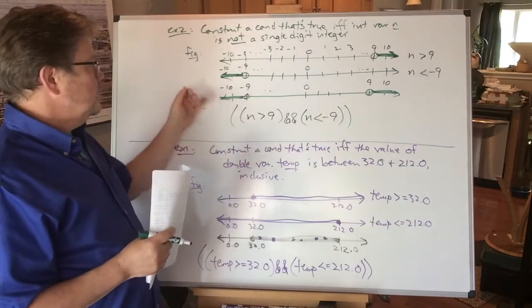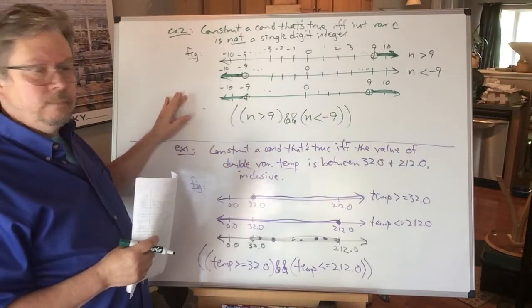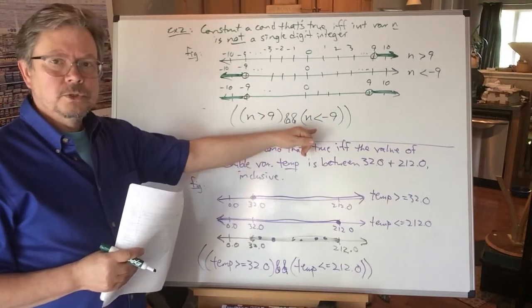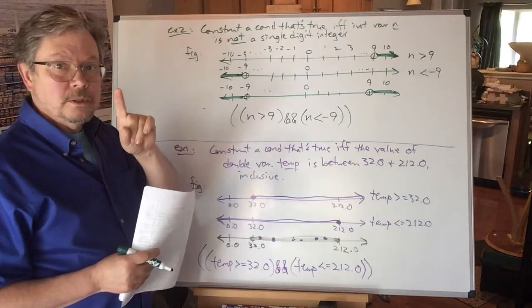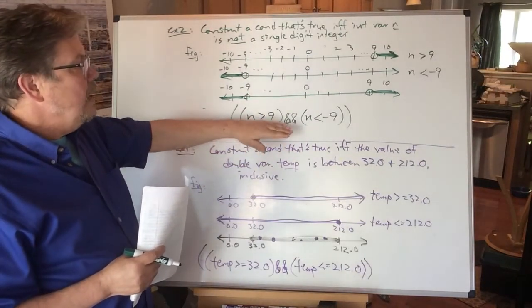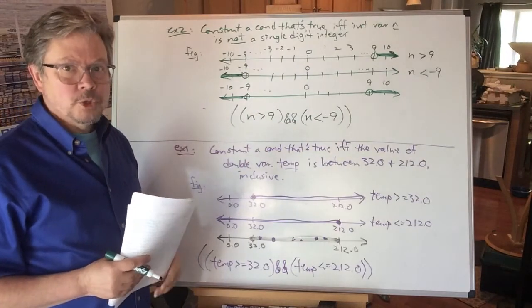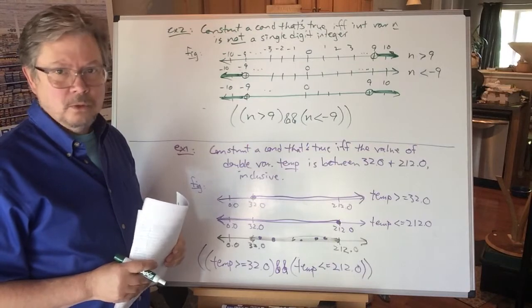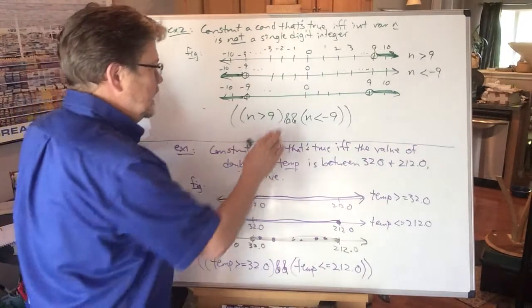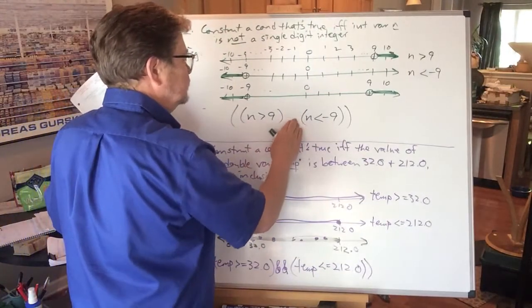If I move the other direction, go way over here to -20. -20 makes the second condition true, but -20 is not greater than 9. In other words, if I construct it like this, I have a condition that is permanently false, no matter what the value of n is. No matter what. So the and is probably not going to work.